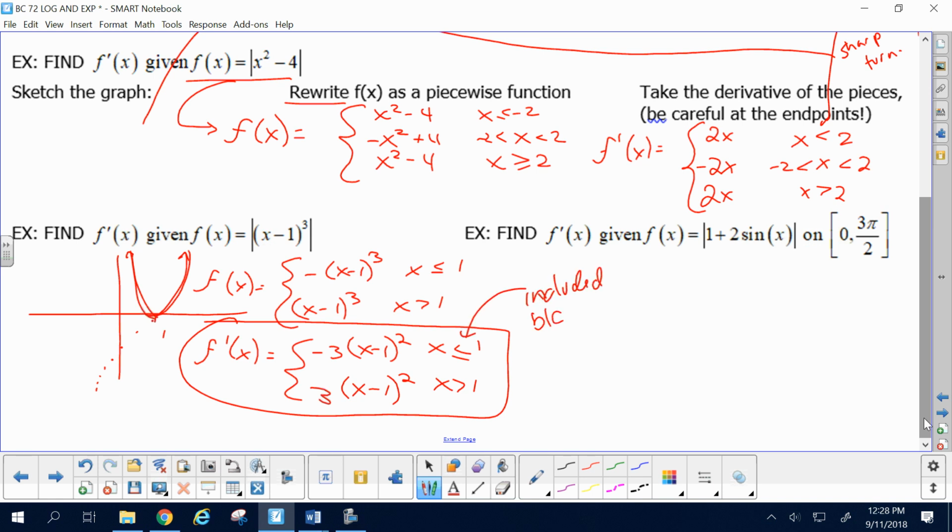This is included because f prime is 0 at that flex point, at x equals 1. If the derivative goes flat there, then it'll be flat on both sides, and you will include it. That's a pretty rare case.